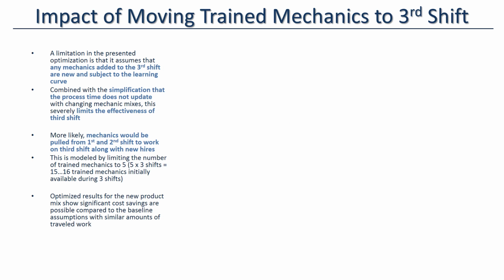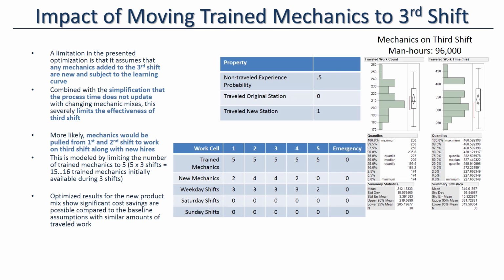One of the main limitations in the previously presented optimization results is that any mechanics added to the 3rd shift are subject to the learning curve, which limits the effectiveness of this 3rd shift. So more likely mechanics would be pulled from 1st and 2nd shift to work on 3rd shift. The way I modeled this was saying that you can have a maximum of 5 trained mechanics during each shift, and we optimized this with our new product mix and 2 production lines, and hopefully can see some considerable cost savings. And what we see is we actually do get a lot of cost savings.